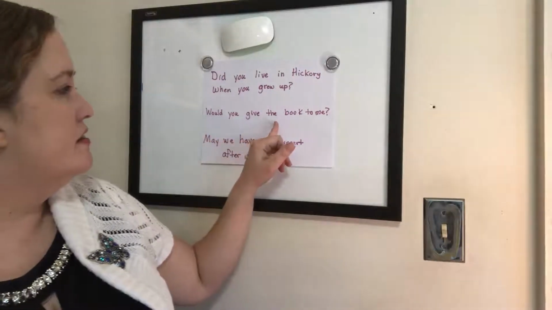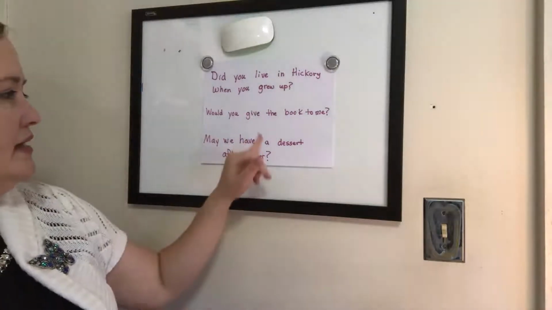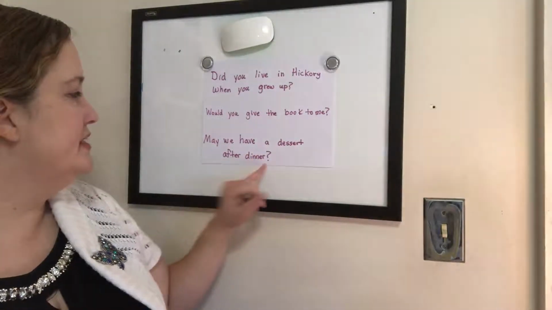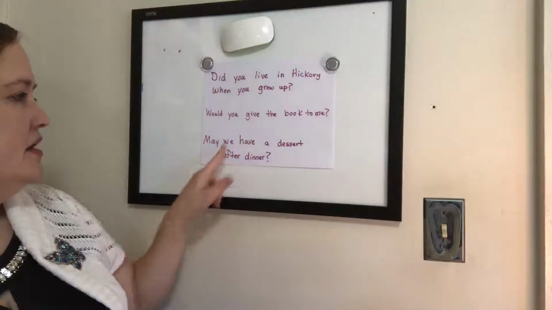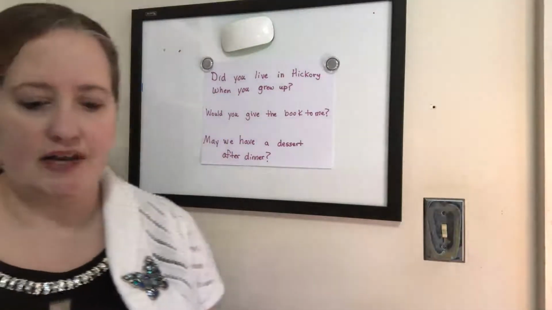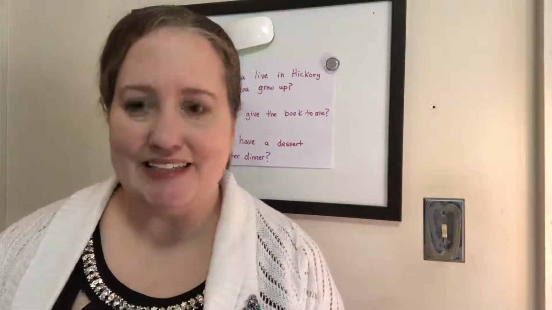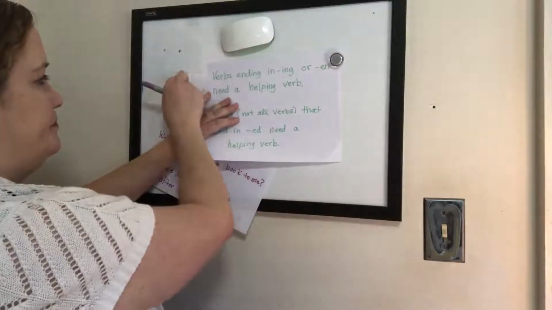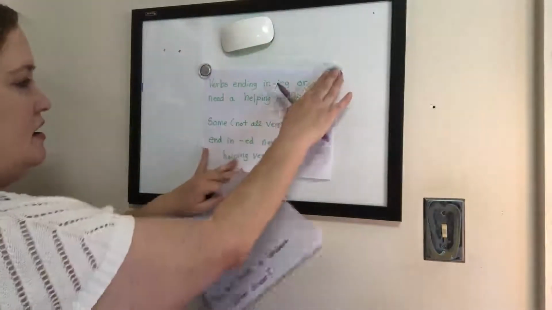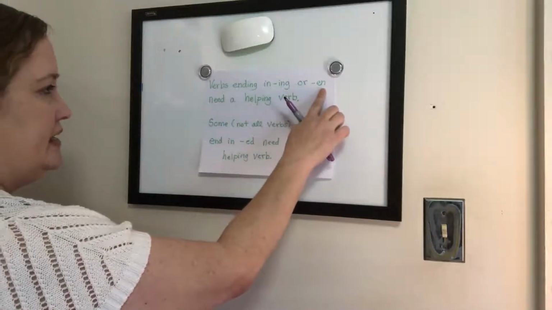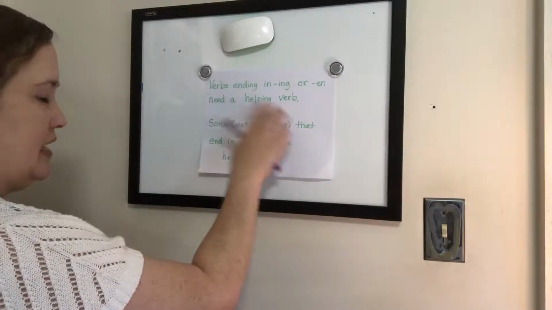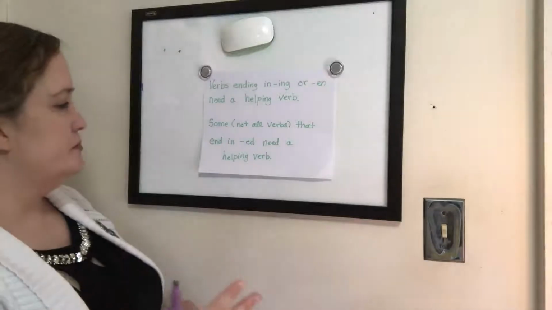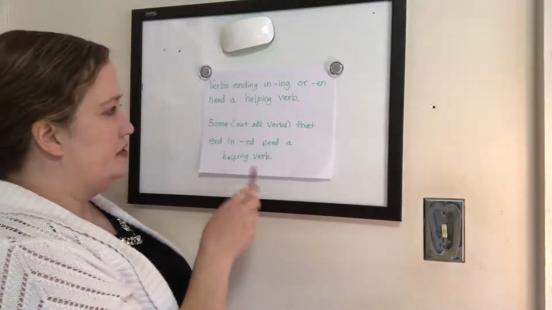Would you give the book to me? Would and give are the verbs. May we have a dessert for dinner? May and have. There's a word in between, we. They're not always together. Another point that you will need to know is verbs ending in ing or en need a helping word. A helping verb. Not always, but some, not all verbs that end in ed need a helping verb.